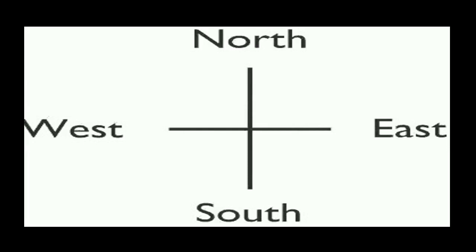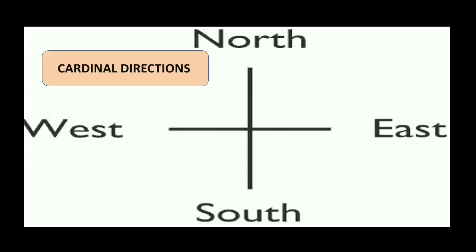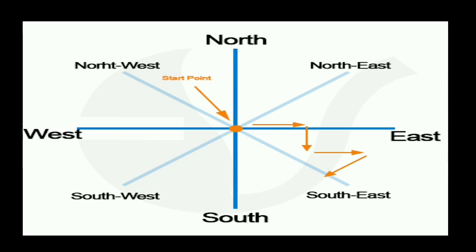Moving on, we have 4 directions. They are known as north, south, east, and west. All together, these 4 are called the cardinal directions. We also have intermediate directions. They are called northwest, northeast, southeast, and southwest. They are the intermediate directions.